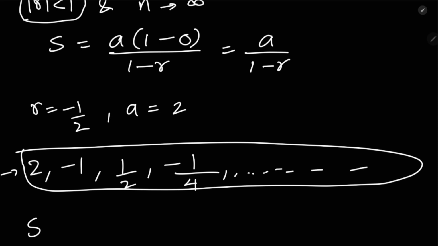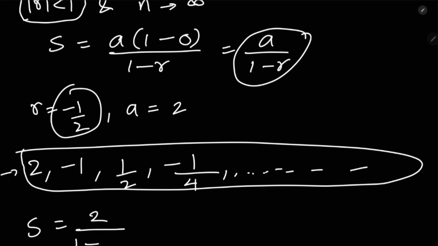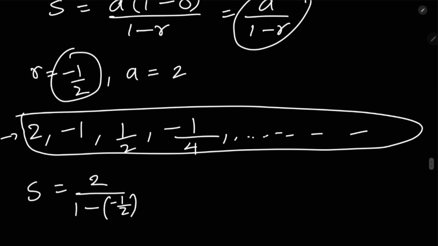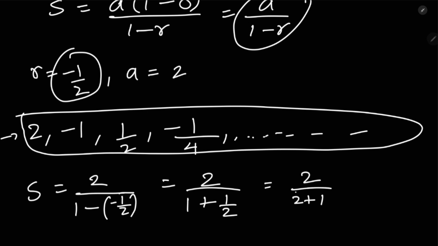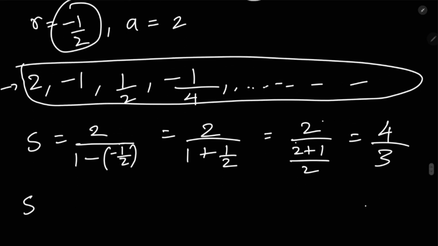Then this S from this formula should be a, which is 2 upon 1 minus r, and r here is minus half, so I'll have to write minus half here. Minus half. So this will be 2 upon 1 plus 1 by 2. So this is nothing but 2 into 2 upon 2 plus 1 by 2. So this becomes 4, and this is 4 by 3. So here the sum of these infinite number of terms actually converges to 4 by 3.